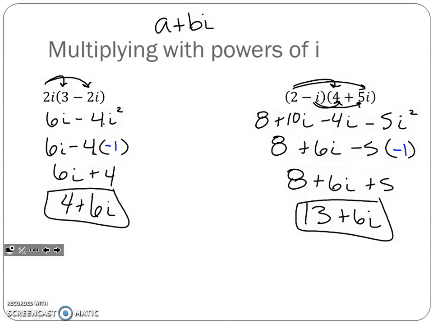So hopefully that's a review for you guys from last year. You do want to remember the big ones: i squared equals negative 1, i cubed equals negative i, i to the 4th equals 1. As long as you remember that i squared equals negative 1, you'll be able to figure out all the rest of them, like we did on that page. Okay, last video we have is just our rationalizing denominators.